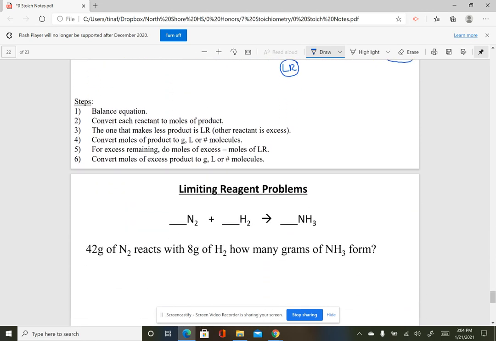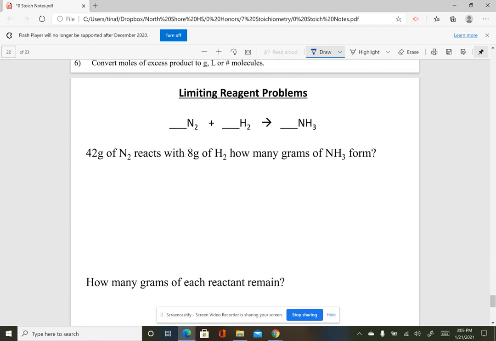I want you guys to try the next one on your own. I want you to balance it, and then I want you to do the same thing I did. Given both reactants, I'll start it for you right here. I want you to change them both to moles and then change them both to moles of NH3. And I want you to figure out what the limiting reagent is. That's going to be your first question.